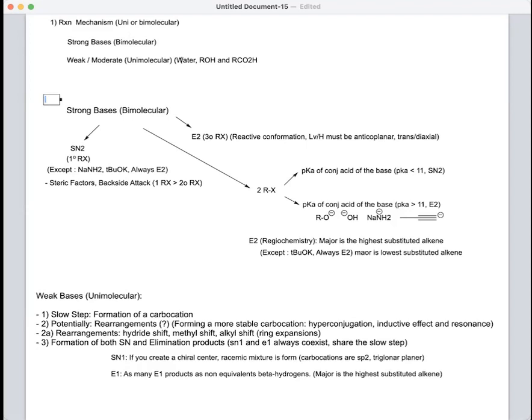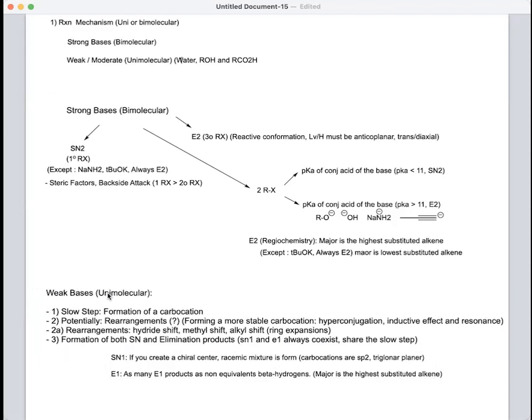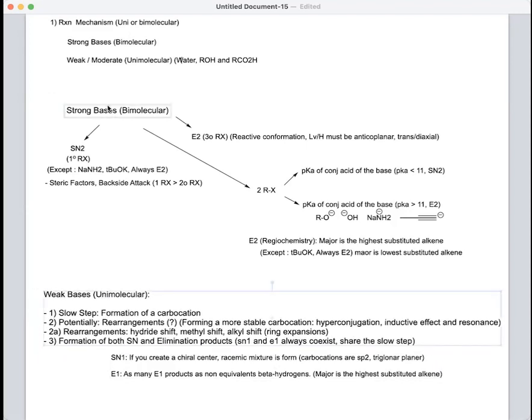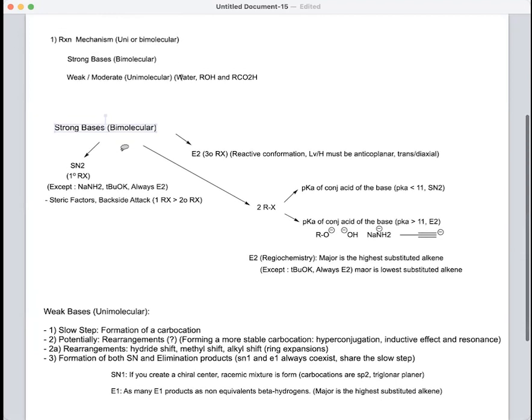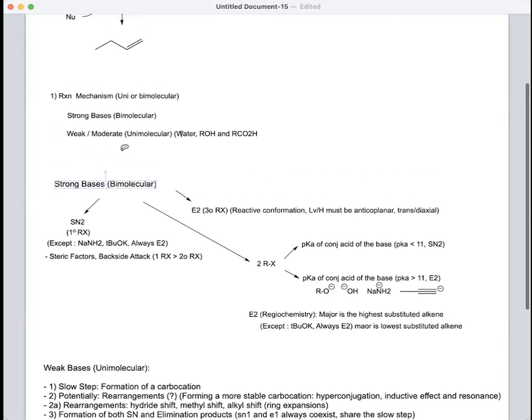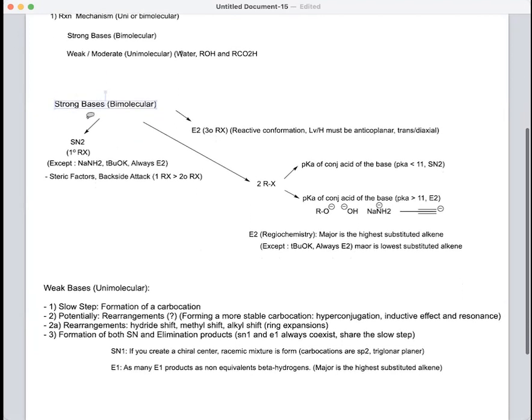So this is how you should go about unimolecular nucleophilic substitution and elimination reactions. Once you see the haloalkane, identify the dominant mechanism. If it's a strong base, it's going to be bimolecular. If it's a weak base, it's going to be unimolecular. Once you identify the mechanism, focus on the subsequent steps. Formation of a carbocation, guys.